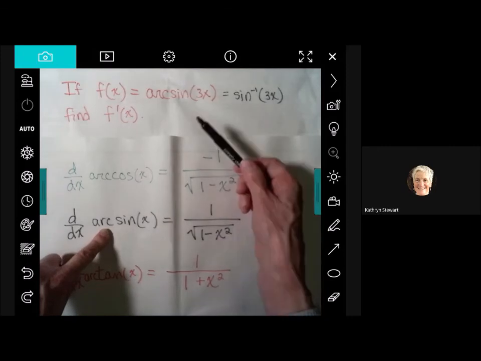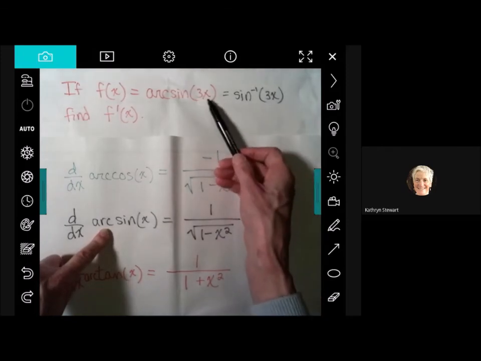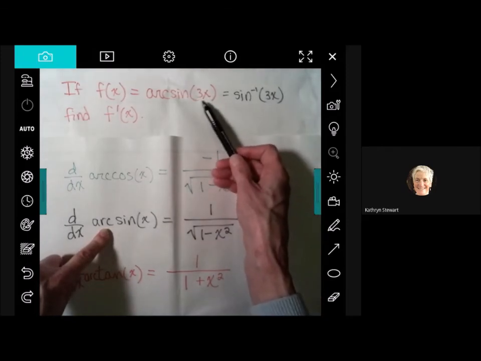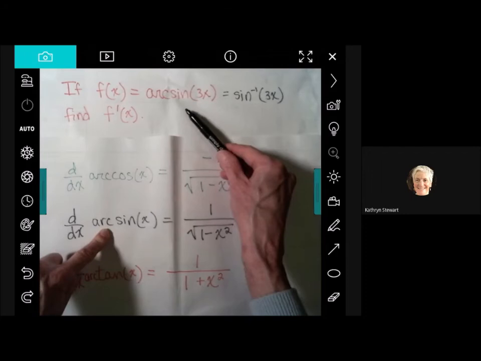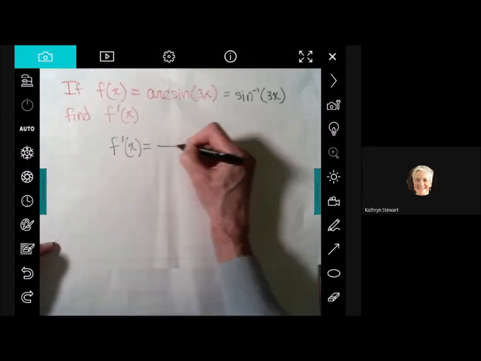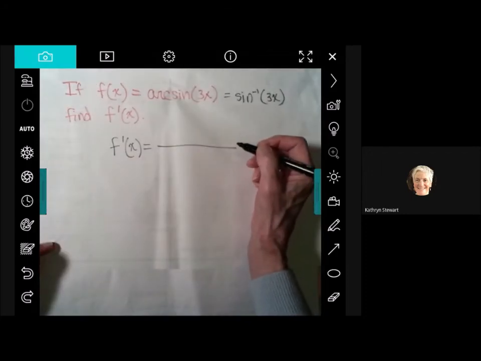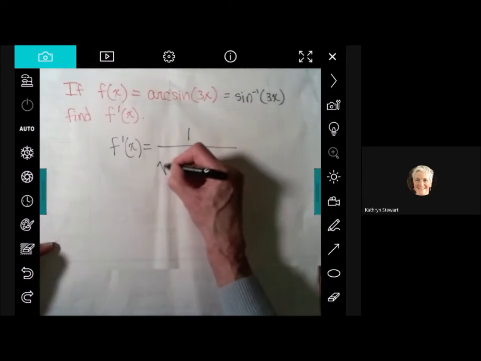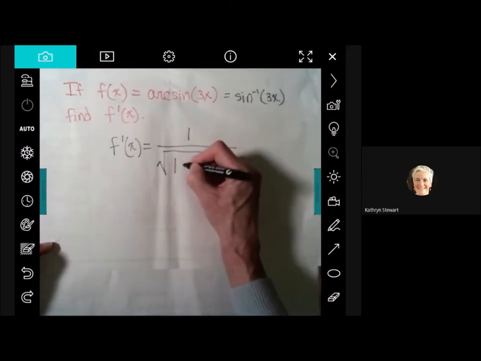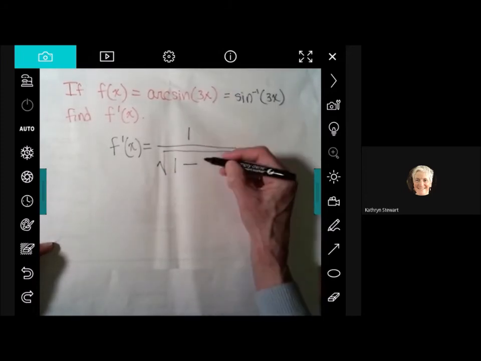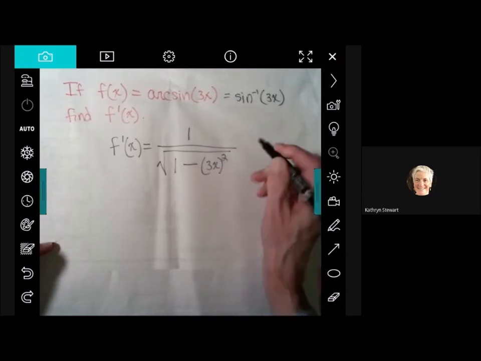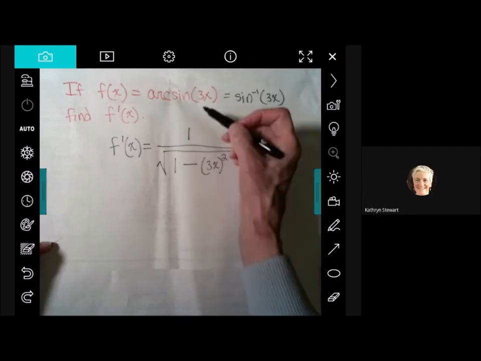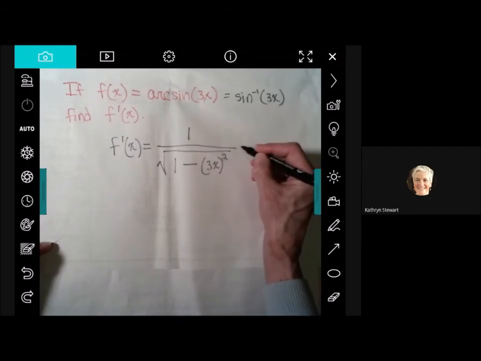I'm hoping that you're realizing that I've got an inside, so a chain rule is going to kick in, right? So pause the video and see if you can use this rule to find the derivative of this function. All right, here we go. So the derivative is going to be 1 over the square root of 1 minus. So my input here is not x, but it's 3x quantity squared. And then there is going to be a chain rule because I have an inside.